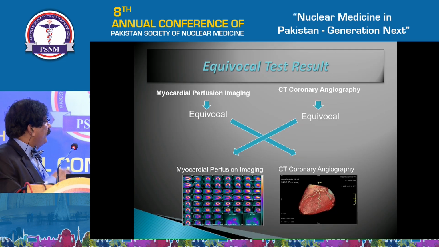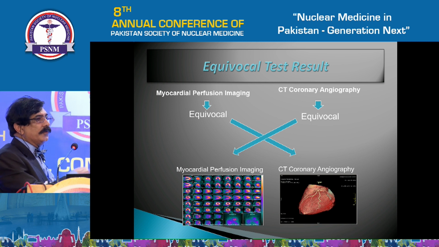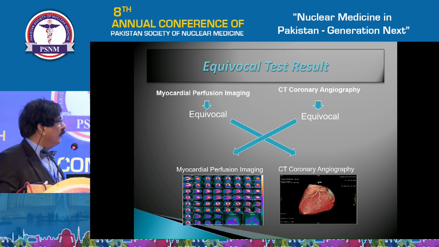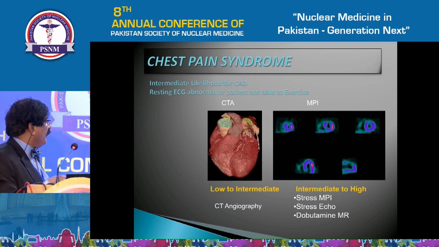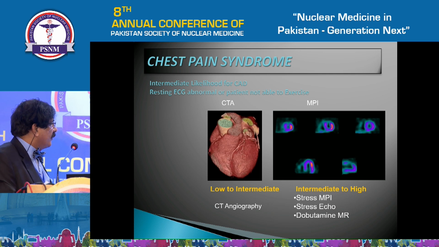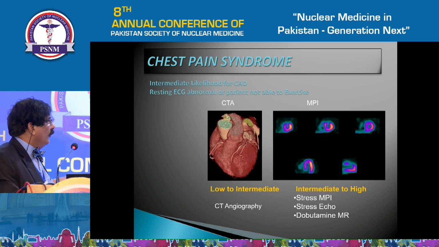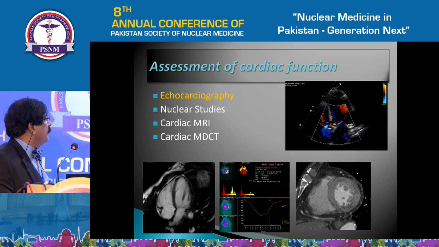So basically, when you do one test and it's equivocal, you switch to the other test. So when the myocardial perfusion imaging is equivocal, you do a CT angiography. When the CT angiography is equivocal, you go to the sister imaging modality. So here we are in summary: chest pain syndrome, CT angiography. When it is low to intermediate, do it. When it is intermediate to high, you can do stress myocardial perfusion imaging, stress echo, or dobutamine MR.